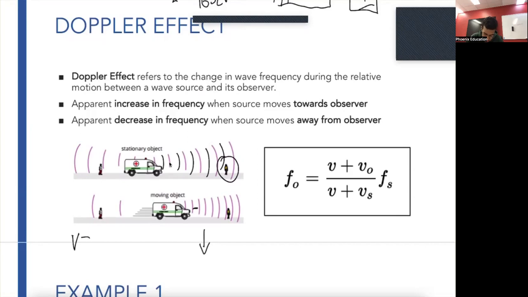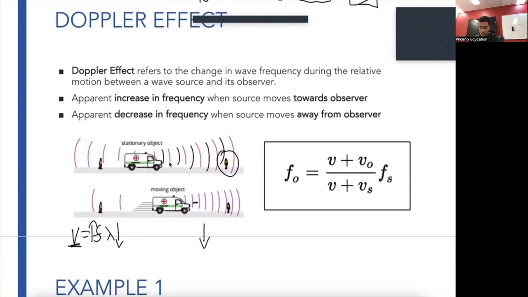right? Because remember, velocity equals f lambda. So as this lambda is decreasing, this frequency must increase if this velocity is the same, okay? So it's just describing how the frequency will change as there is a relative motion between some source of a wave and an observer, okay?